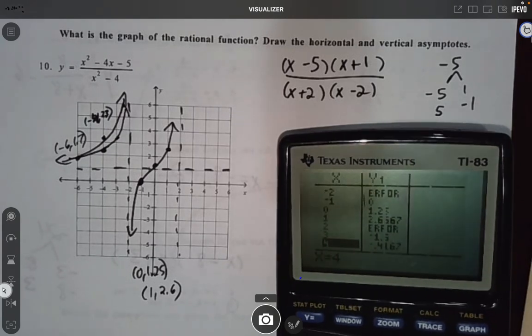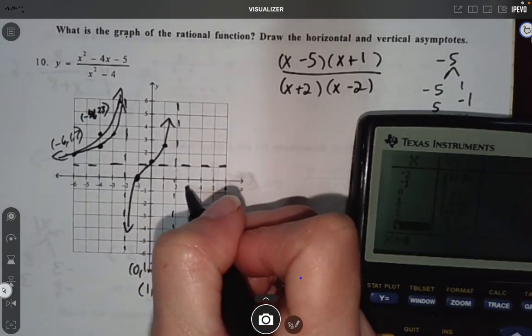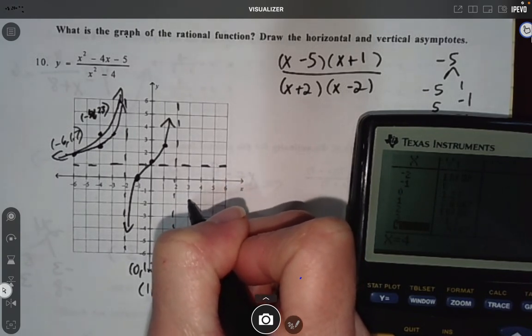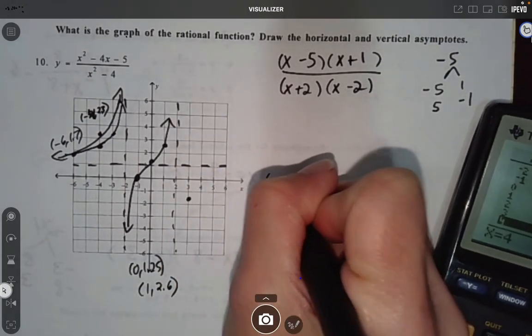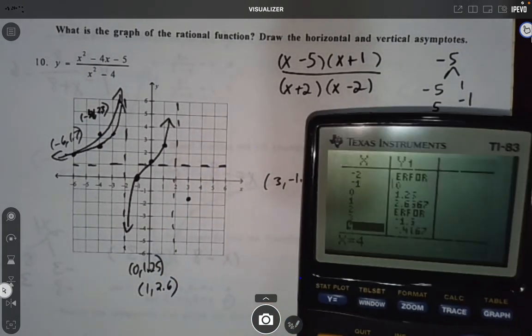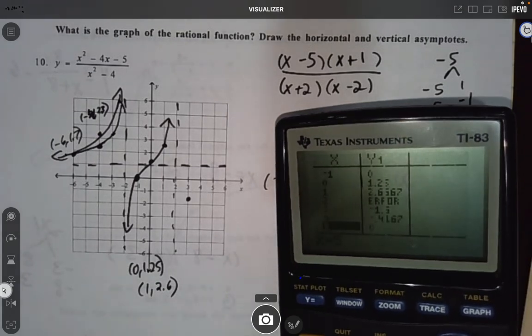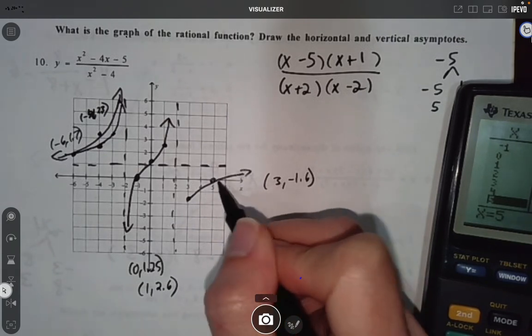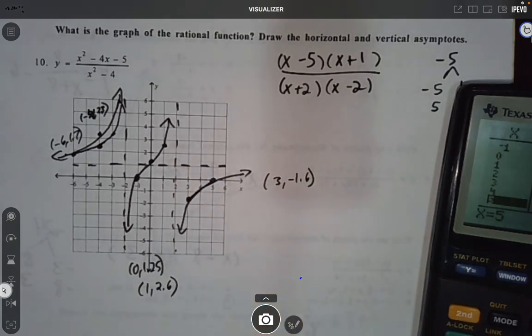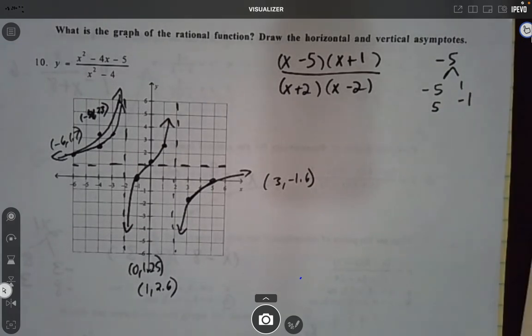I've got 3, -1.5. Is that what that says? -1.6. Oh, thank you. My calculator only shows 2 decimals. Okay, that's fine. So I could write 3, -1.6. And then my other one, I'll go with 5, 0. Is that which one y'all did? I know it's going to get close to the asymptote, but it's not going to go through it. Are we okay with that?